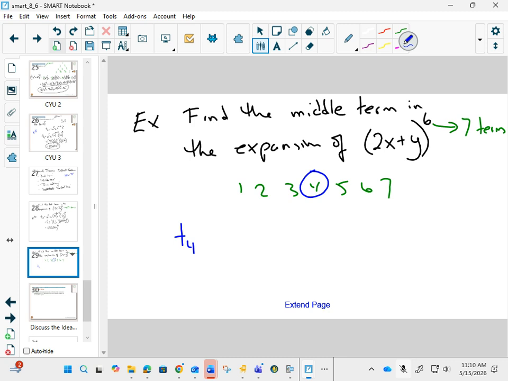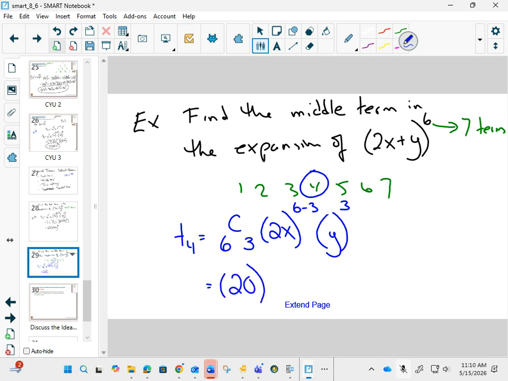As soon as you discover you're finding term 4, it becomes an easy question, just like example 3, plug things into your formula. So what's my n? My n is 6. 6 choose, what's my k? K would be 3. A is 2x to the 6 minus 3. B is y to the 3. Do each of these things separately. 6 choose 3, mental math, anybody? Is that right? Double check with your calculator.